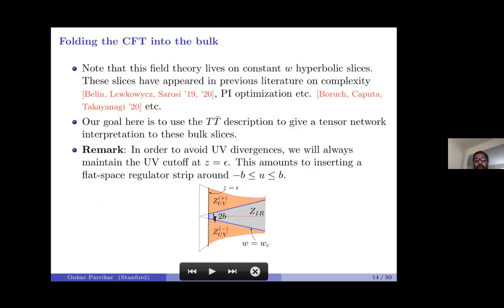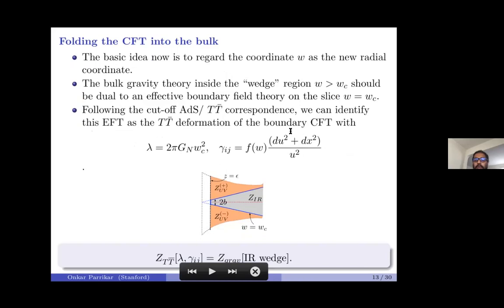I have a question. Oh, yes, please. On that regulator strip, is it the same T-Tbar deformed theory that you put there, or is it the CFT? Because this regulator slice is living at z equals epsilon, it's T-Tbar deformed. So on the flat space strip, it's going to be a T-Tbar deformed theory with a small T-Tbar coupling related to this epsilon. But the point is that the background metric will be flat space. And on the rest of the slice, the coupling will be related to this W squared, and the background metric will be the hyperbolic space metric. So they're flowed by different amounts on the strip versus the bulk.